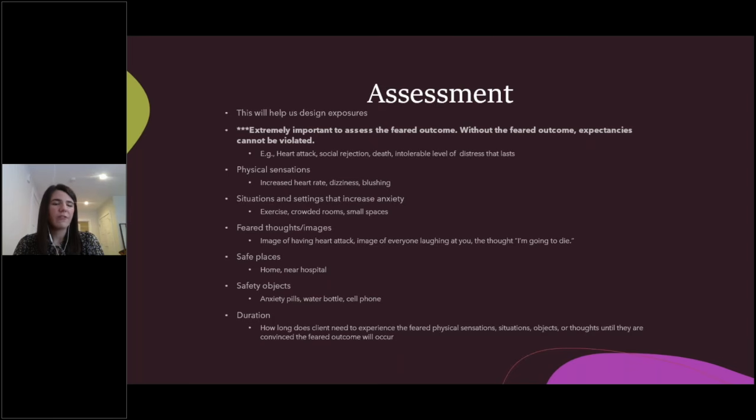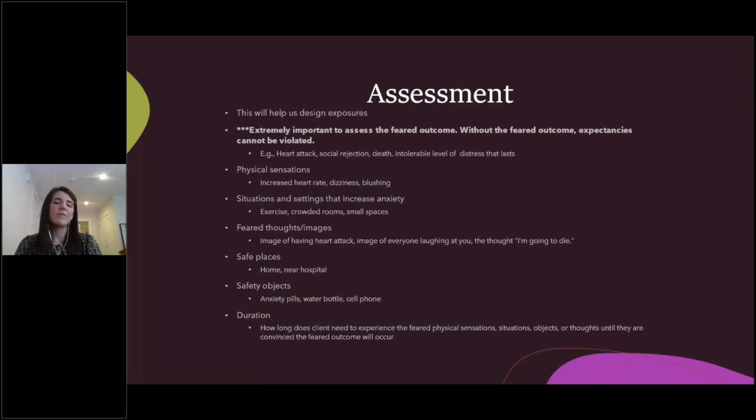So in this assessment, the first thing that's so important, probably the most important thing to ask is, what is your feared outcome? What is the client's feared outcome? Because without this feared outcome, expectancies can't be violated. Okay, if we don't know what the person is afraid of, we can't test it out. So some examples of a feared outcome could be that someone will have a heart attack and die, or social rejection, or an intolerable level of distress that lasts forever. It totally depends on the individual.